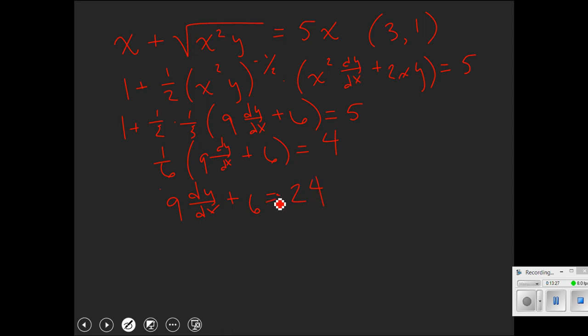Okay, I'm going to subtract that 6. So it's 9 dy/dx equals 18. And then the last step is to divide by 9. So dy/dx equals 2, and that should be the answer, assuming I didn't make any silly mistakes. So you see that sometimes maybe it's a little bit easier to just plug the number in and then afterwards solve for dy/dx, as long as you end up with dy/dx. Either way works for these.